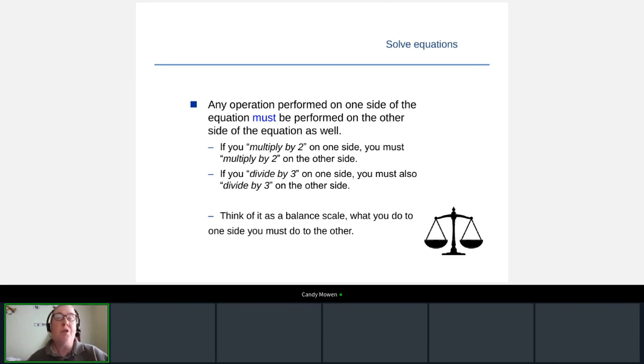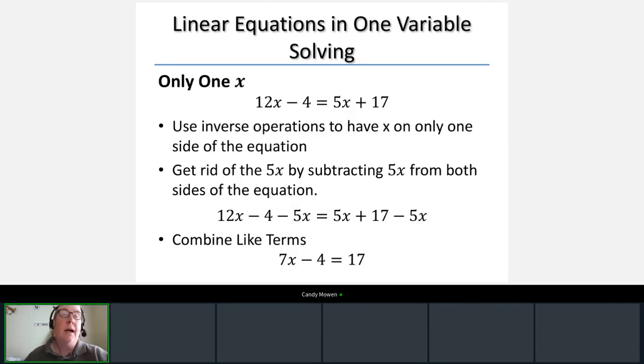Any operation you perform on one side of the equation, you must perform on the other. So if you multiply by 2 on the left, you multiply by 2 on the right. Think of it as a balance scale. If you put 10 pounds on the left and 5 pounds on the right, it's going to tip and it's not going to be in balance. Think of that with an equation. We want it to balance. We want both sides to equal each other. If not, it's not going to be the correct answer. So with only one x, you use the inverse operations to have x on one side.